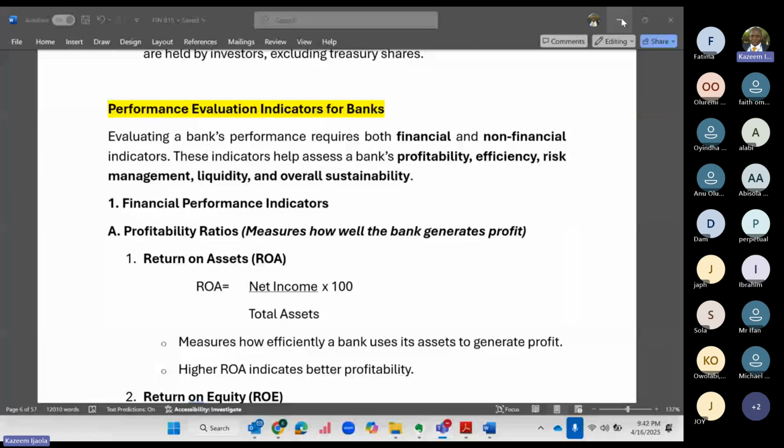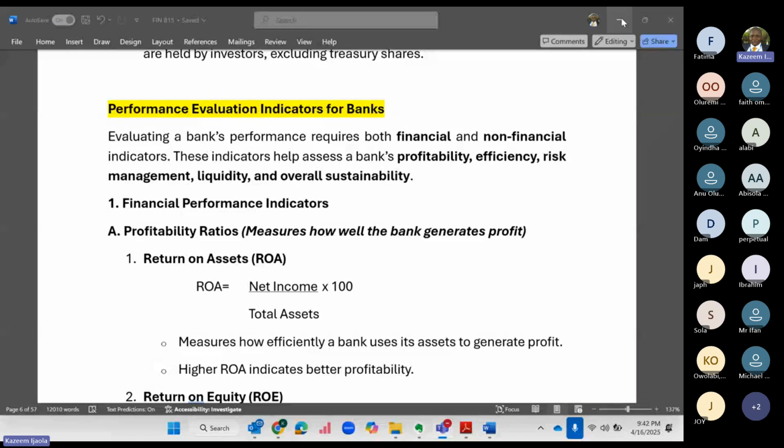Then how do you now measure the performance, right? What are the performance evaluation indicators for banks? There are 2 performance evaluation indicators. We have those that are financial, then we have those that are non-financial. Under financials, what you are basically doing is calculating your ratios. Under non-financials, you are testing all these qualitative reasons.